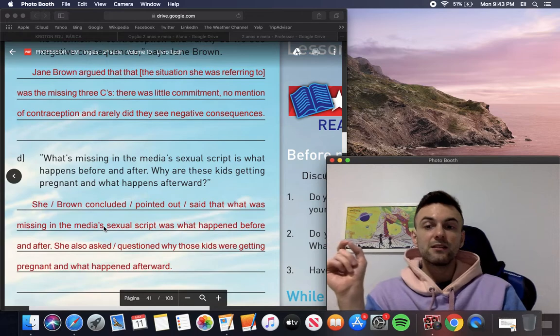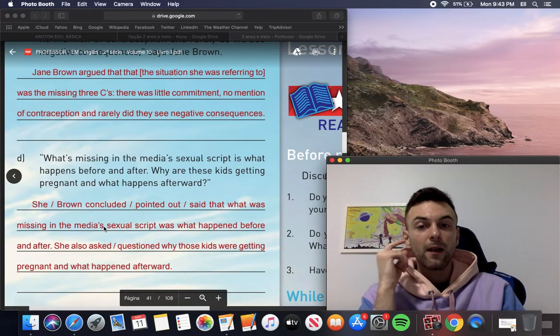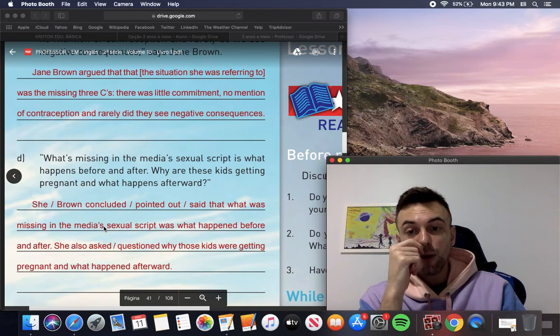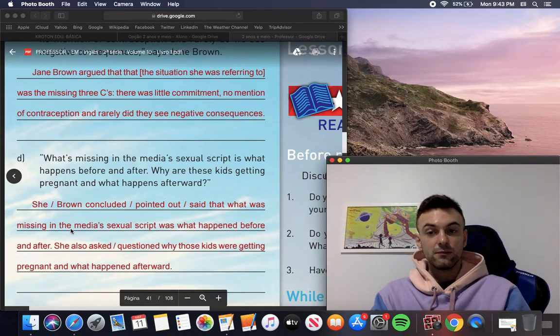What is missing in the media sexual script is what happens before and after. Why are these kids getting pregnant and what happens afterward? She, or Brown, no caso Jane Brown.